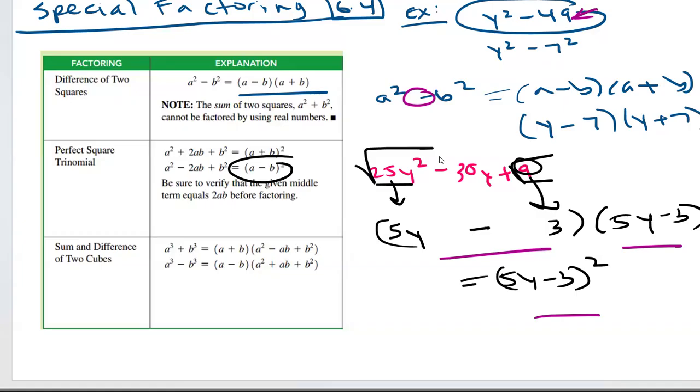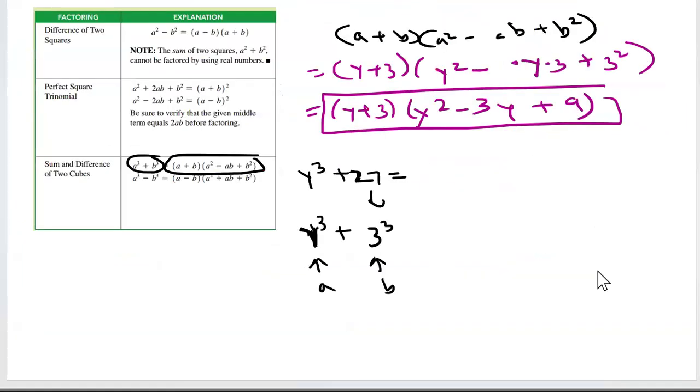Okay? And then the sum or difference of two cubes is when you have something like y to the third plus 27, right? Or y to the third plus 8, because 2 times 2 times 2 will give me 8, right? So anyway, identifying which is your A and your B. So y would be our A, and then if we rewrote 27 as 3 cubed, then 3 would be our B. And then it's just a matter of matching it with the formulas and plugging it in. Okay.